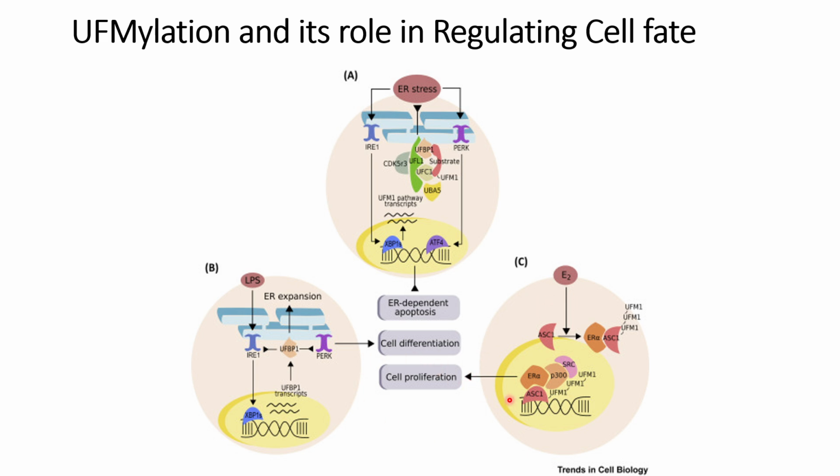So in this case, UFMylation helps in cell proliferation, whereas in B cells, UFMylation helps in cell differentiation. And in the first case, UFMylation tries to prevent ER dependent apoptosis, or we can say that if the ER stress goes beyond the threshold level, then it can trigger apoptosis. So these are the three examples by which UFMylation can regulate the cell fate.